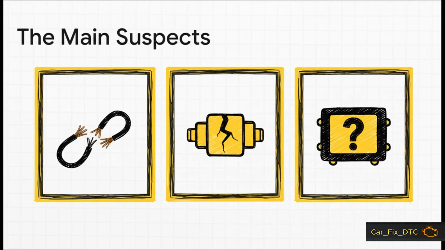And that brings us to our lineup of the usual suspects. The problem could be a break in the wiring, what's called an open circuit, or it could be a short, where a wire is touching something it shouldn't. Of course, the purge valve itself could be the problem, or in some pretty rare cases, it might even be an issue with the main computer. Our job is to go down this list and figure out who the real culprit is.